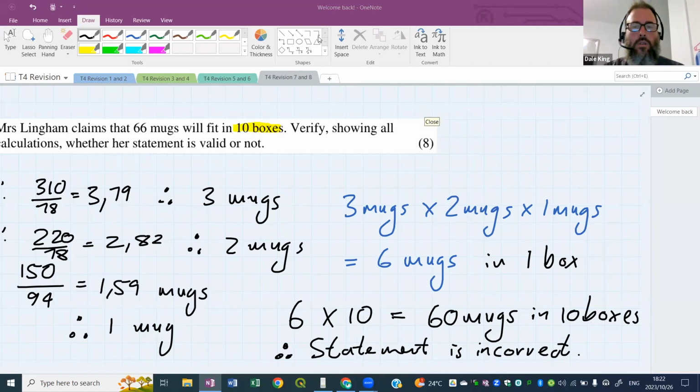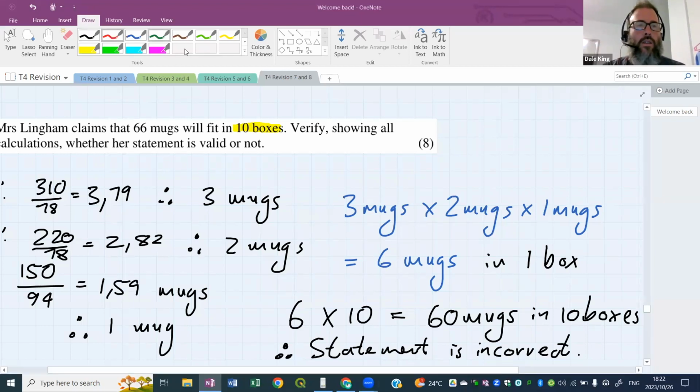Number of boxes, 66 divided by 6 is 11. Or you could do that, yes. Katlecha, you could say that. If it's 6 mugs a box, if they want to fit 66 mugs, they would need 11 boxes. So the statement is incorrect or the statement is not valid. All right. I hope you guys saw that.